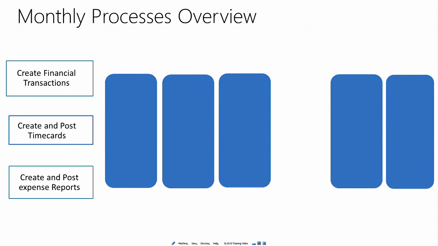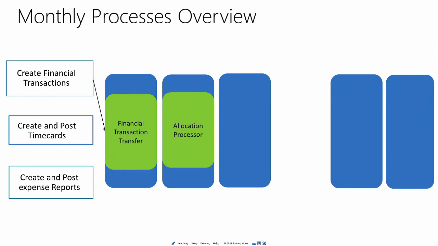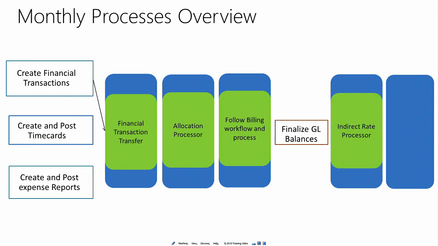To recap where we've come so far, we already have discussed that we can create financials in the financial modules and bring them over to project using financial transaction transfer. We also have discussed how to create and post time cards and expense reports. And so the next step of our process is to review the allocation processor. Then we'll talk about billing, and we'll also in this session talk about the indirect rate calculator.